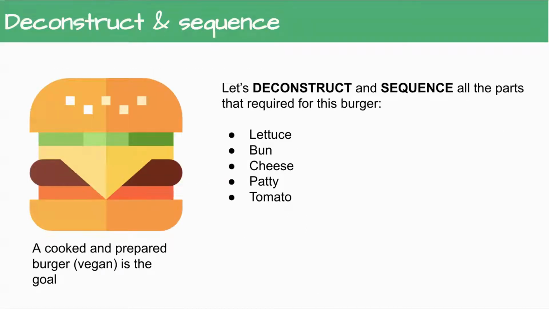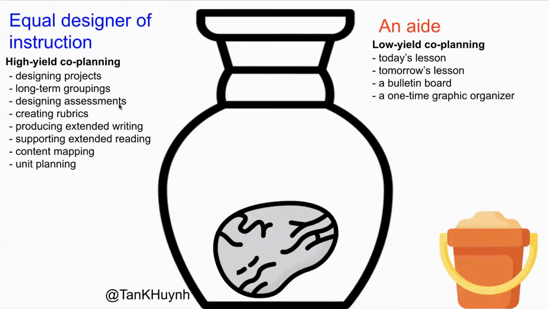So that is called high yield co-planning, thinking about the big things that we can plan, that if we plan this in 60 minutes or 45 minutes, it's going to be used again and again and again. Usually this is the assessment.